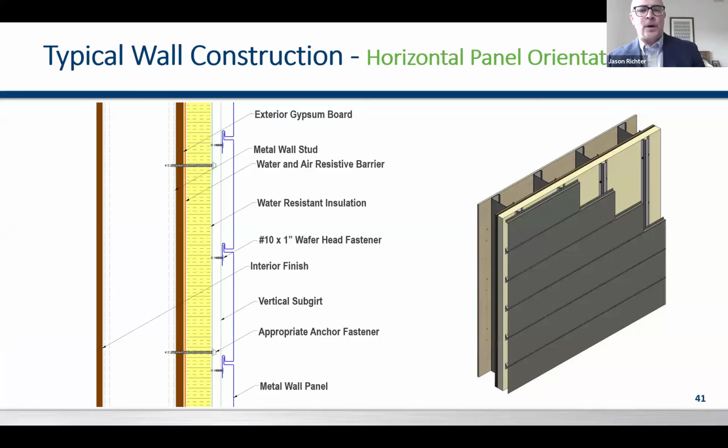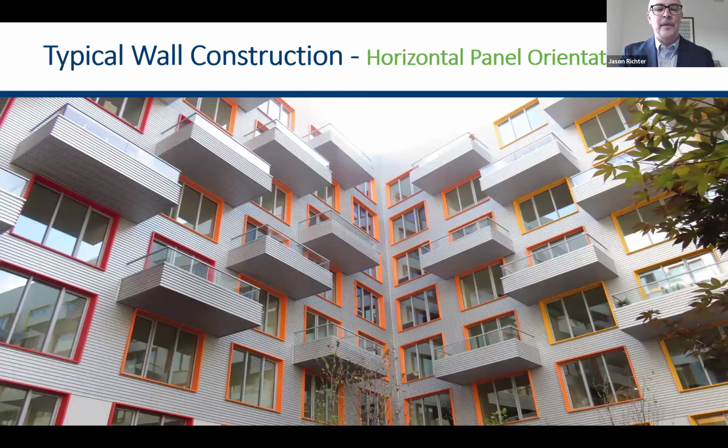So in the wall construction, again, in the horizontal panel orientation, you've got the structure, the sheathing, the vapor barrier, your continuous insulation, your subframing for your airspace, and then the exterior metal rainscreen, with a variety of different attachment mechanisms here. So usually you're just attaching the rainscreen to the girt, and then the girt through the insulation into the building structure.